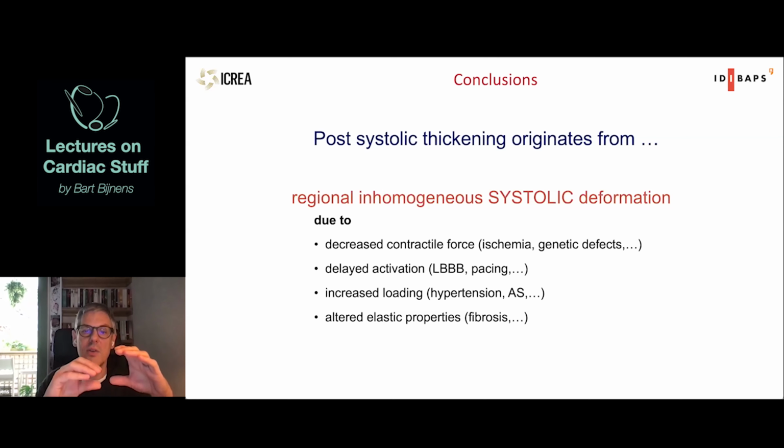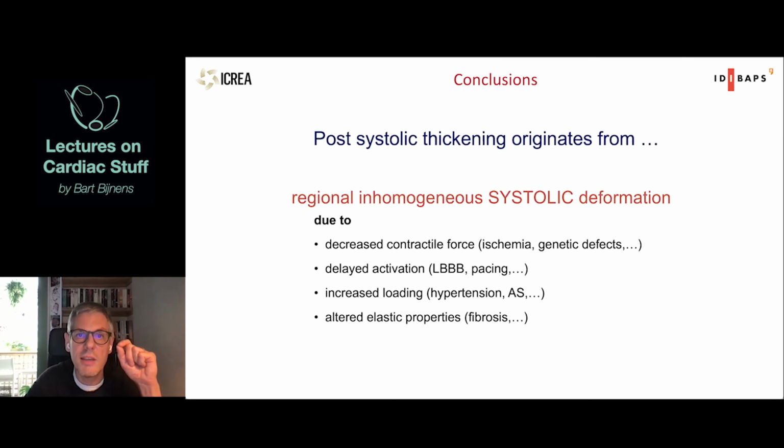And last but not least, if you would have changes in the local elasticity, say that you would have local fibrosis in one segment, so a stiffening of the tissue, and you have the same contractile force development, it might be more difficult to do the systolic deformation, and you might get again an imbalance and then get the post-systolic deformation.